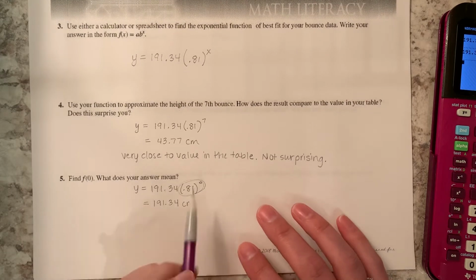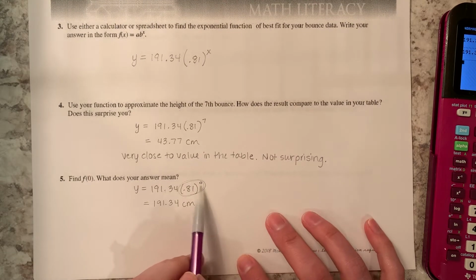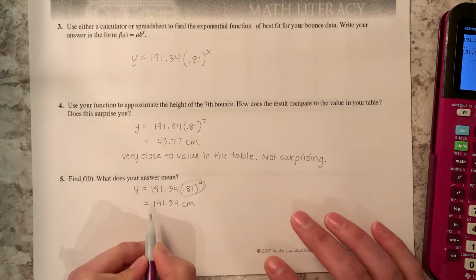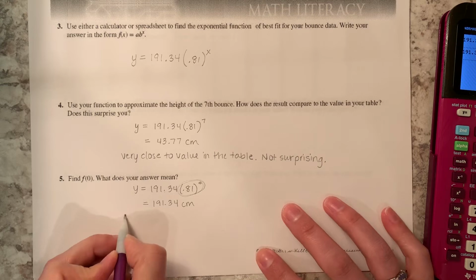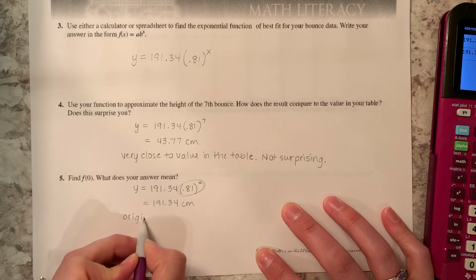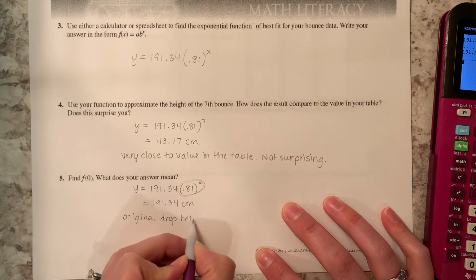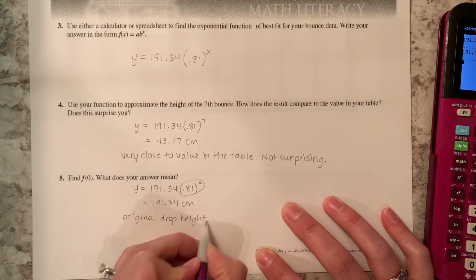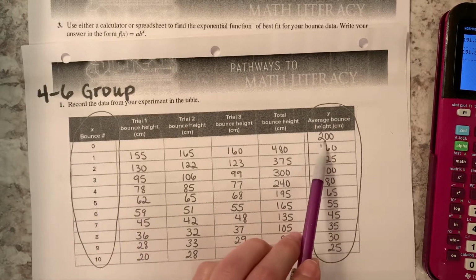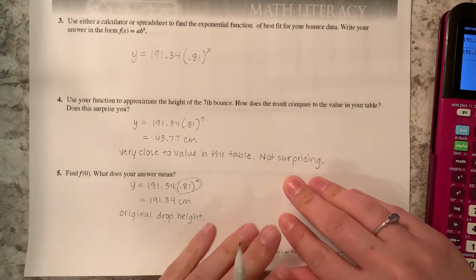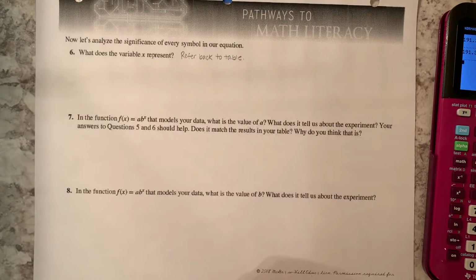Now it says, what does your answer mean? Okay. If we put 0 in for x, remember that's the number of bounces. So this must mean that it's the initial height or the original drop height. And if we look back at our table, for 0, we had the initial drop height as 200. So again, we're not too far off.